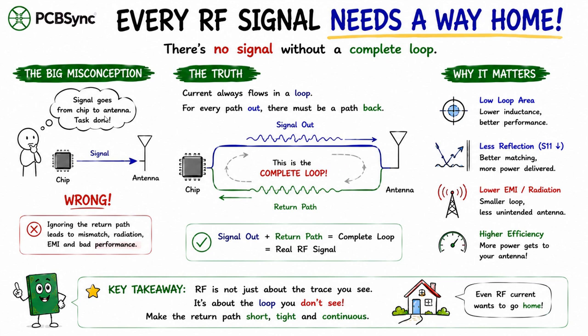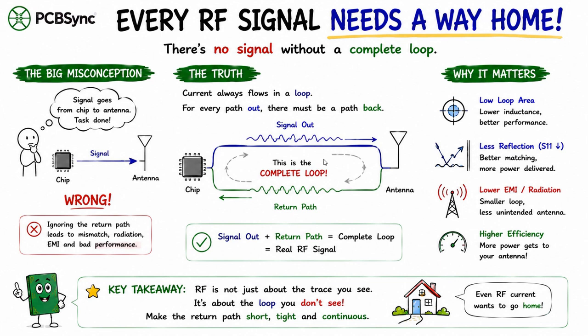When a lot of people first get into RF, the picture in their mind looks like this. The signal comes out of the chip, passes through, reaches the antenna, and that's it. Mission accomplished. Time to clock out. But in reality, it's not like that at all. All current must form a loop. If it goes out, it has to come back. Otherwise, that current simply doesn't exist. So an RF signal isn't just a single line, it's an entire loop.